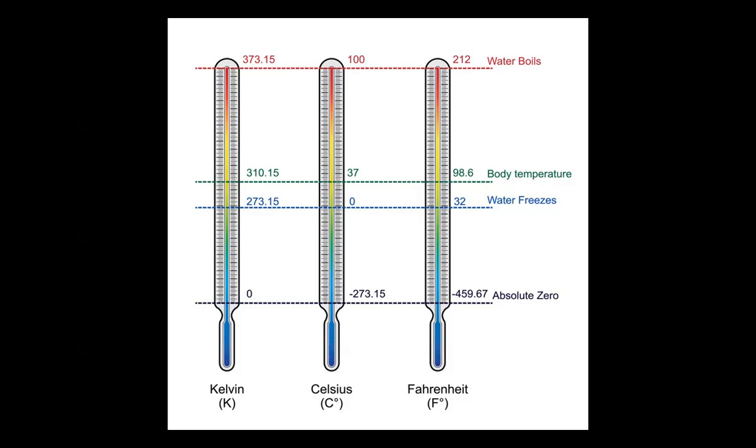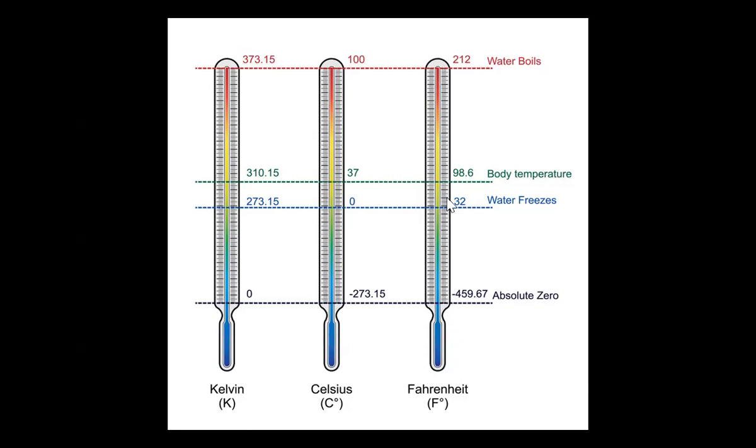So is it room temperature? Is it hot? Is it cold? And how can you quantify how hot or cold something is? Well, here are three different systems, and I think the historical ordering of when these were devised was Fahrenheit first, and then Celsius, and then finally Kelvin. So let's go in that order.